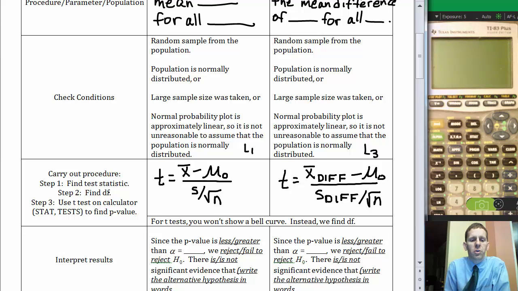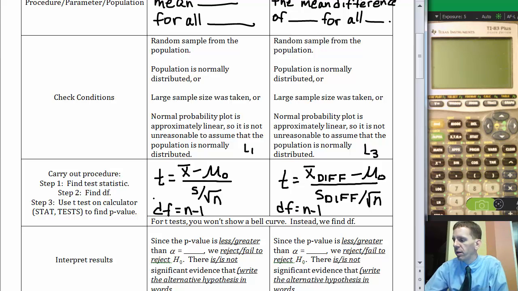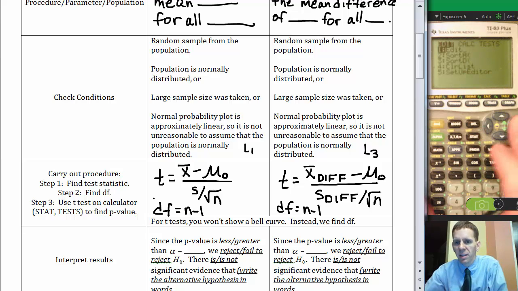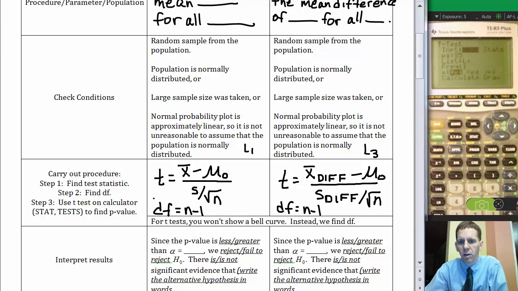When you carry out the procedure, you also calculate the degrees of freedom, which is equal to n minus 1. The size of your sample minus 1. The same thing is true on a matched pairs t-interval. And then you calculate the p-value. For that, we use stat test on your calculator. You will find this under stat test. And then both of these tests use the t-test feature, which is maybe number 2 on your calculator. You'll input data, and when we calculate this, you'll get a t-value and a p-value, excuse me. We'll do this shortly with a couple of examples.